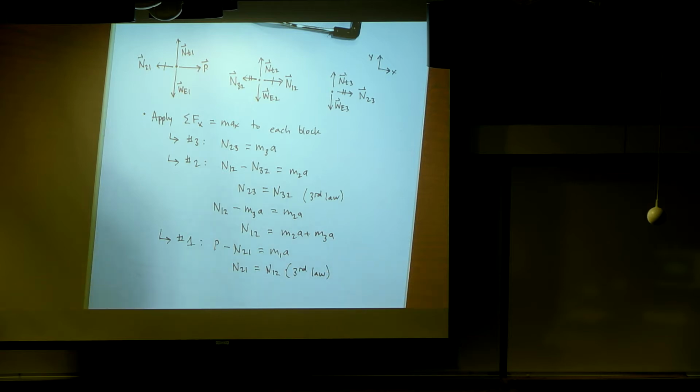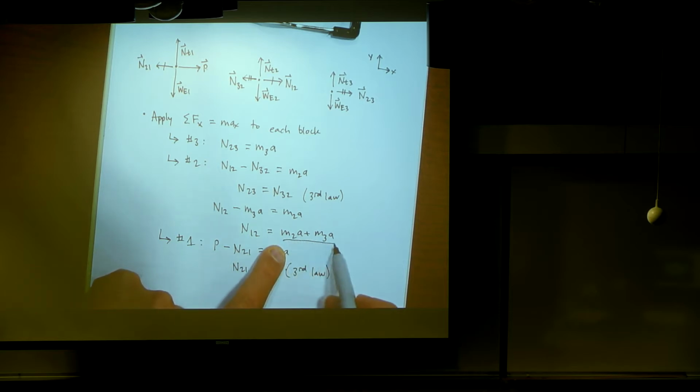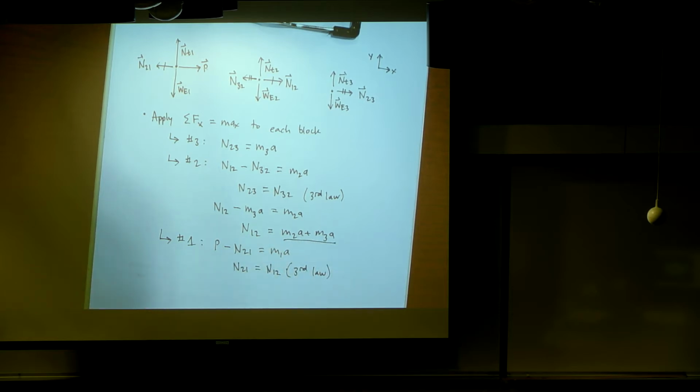Which means in my formula, where I see N21, I can sub this right in, and I'll have P minus this whole thing, M2 times A plus M3 times A, equals M1 times A. All right? Now keep in mind, what we're trying to do here to start is solve for the acceleration, which it looks like now we can do. We just do a little bit of algebra.